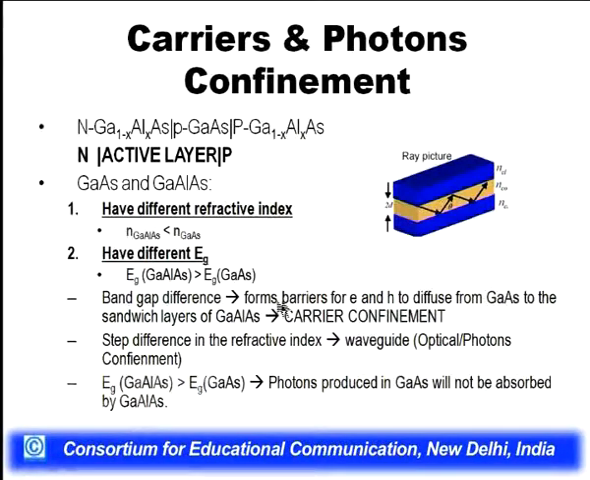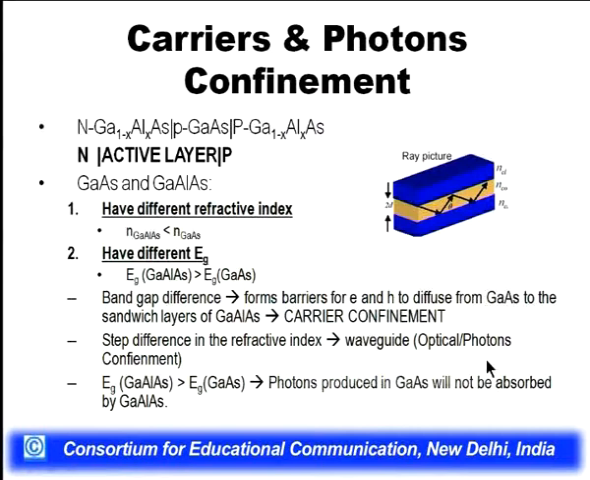The band gap difference forms the barriers for electrons and holes to diffuse between the gallium arsenide sandwiched between the layers of gallium aluminum arsenide, where we have the carrier confinement in the gallium arsenide. The step difference in the refractive index gives the photon confinement, or optical confinement. The energy band gap of gallium aluminum arsenide is greater than that of gallium arsenide. Photons produced in gallium arsenide will not be absorbed in the gallium aluminum arsenide because of the larger band gap. Photons cannot be absorbed in the gallium aluminum arsenide; they are only absorbed in the gallium arsenide. That's why it stays in the active medium and we are getting the output.